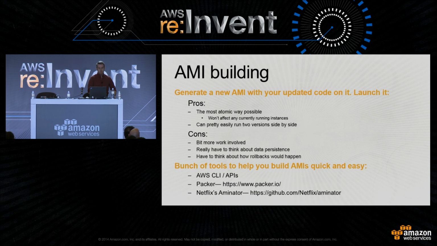AMI building is the next thing that we have here. This is a bit higher up the ladder. This is building a new AMI for every version of your code that you're looking to deploy, and then using that AMI to stand up your application. It's basically the most atomic way you could do this. There's no way to mix up versions when you have a whole machine that is representational of the code that you're looking to deploy. And hopefully it won't affect any of your running infrastructure when you deploy new infrastructure.